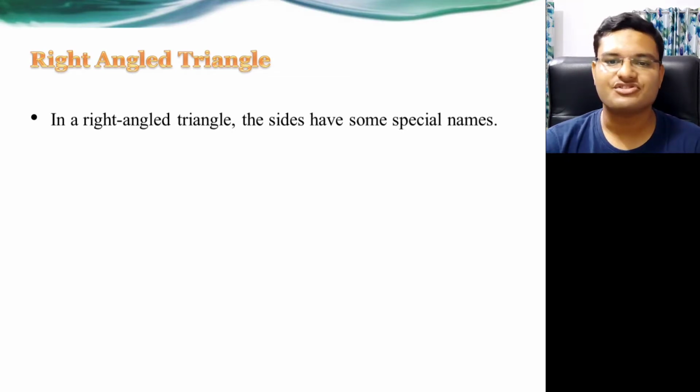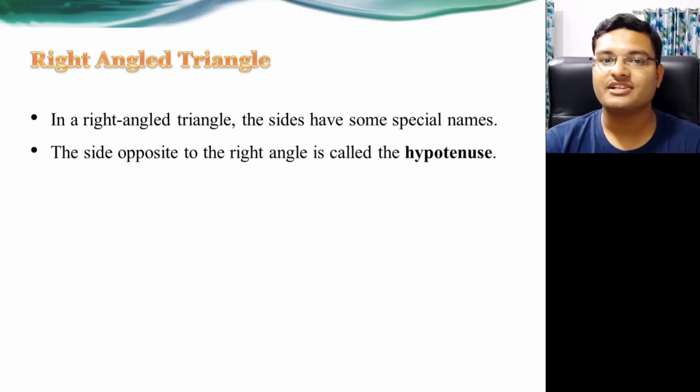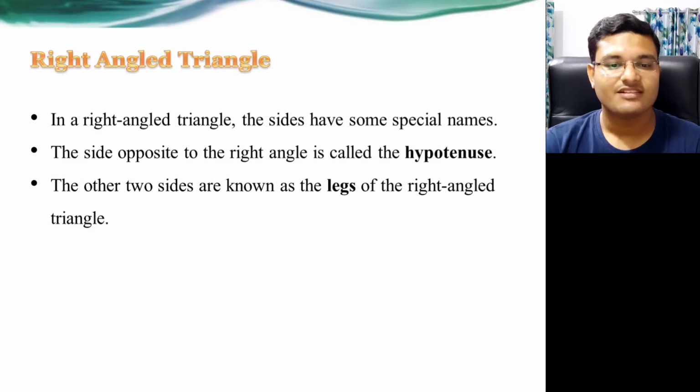In a right angled triangle, the sides have some special names. The side opposite to the right angle, that is 90-degree angle, is called the hypotenuse. The other two sides are known as the legs of right angled triangle.